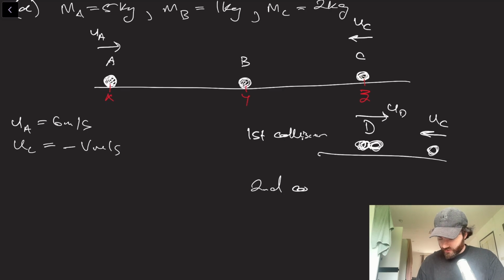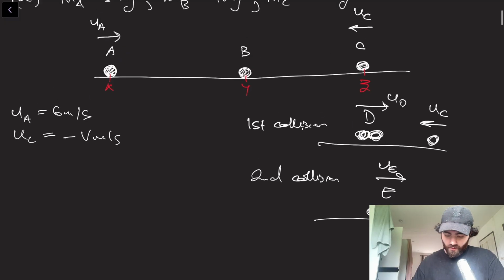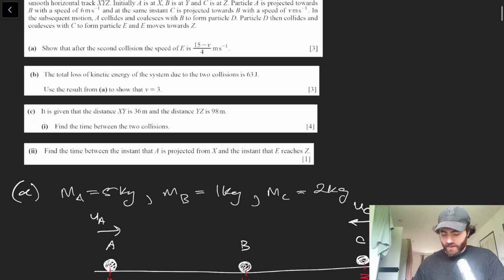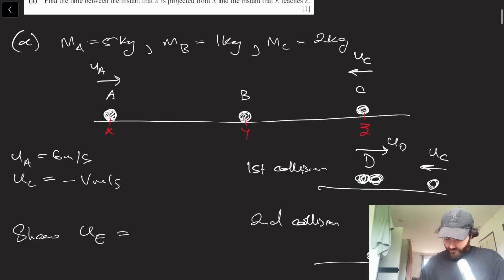The second collision, well, then these two things hit each other, and then we get this particle E with all of them, and we'll just call it U of E. They move at U of E, whatever that is. And then they say that at the end, they move towards Z. So they're moving in this direction. Okay, so it wants us to show that after the second collision, the speed of E is that. So we want to show that U of E is 15 minus V over 4.